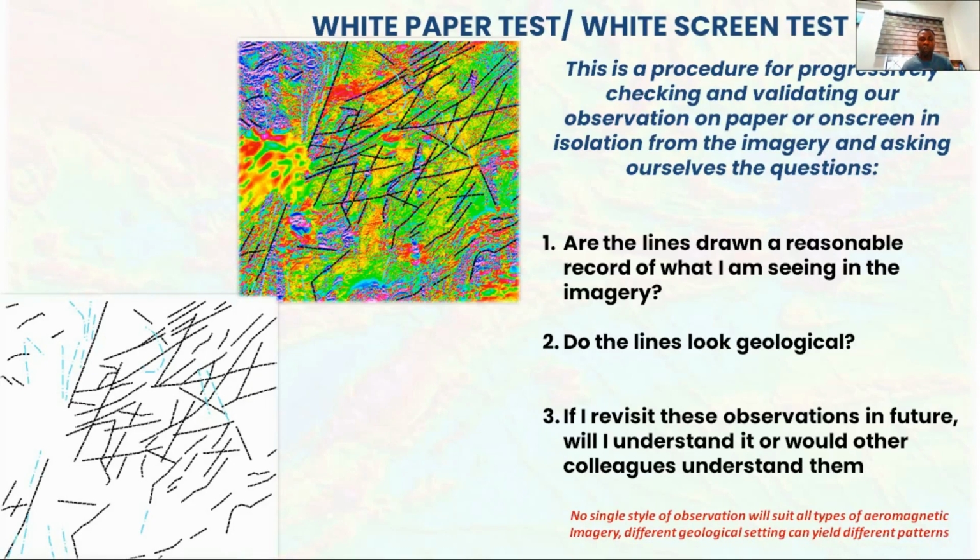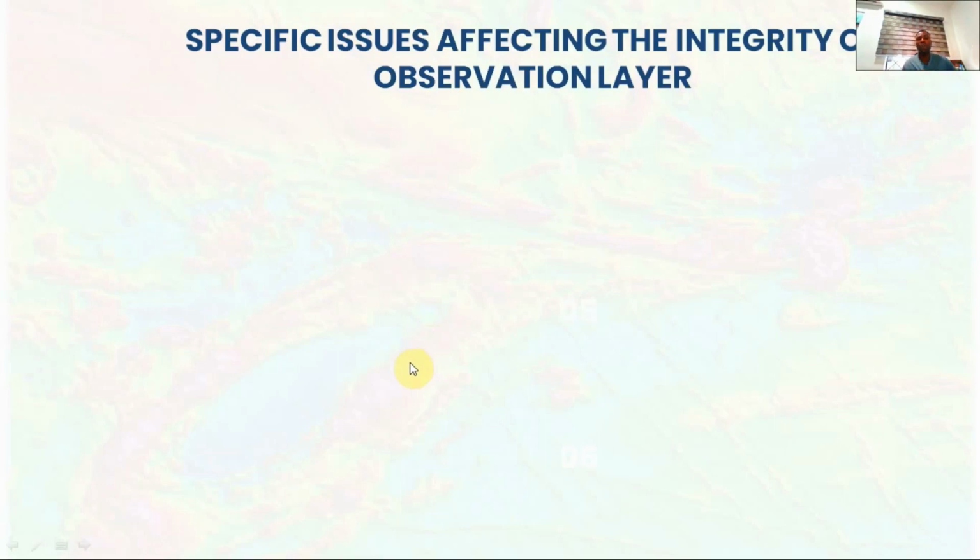And also understand that there is no single kind of observation that is suitable for all types of aeromagnetic imagery. There are different observations based on geological settings, based on what you are looking for, based on the sense of what you are interpreting and the knowledge of the geology. Now, we also need to understand some specific issues that most of the time affect the integrity of observation layers. There are some issues that affect most of what we do.